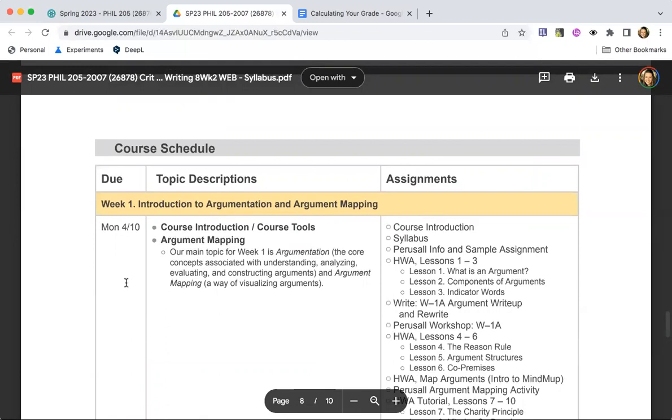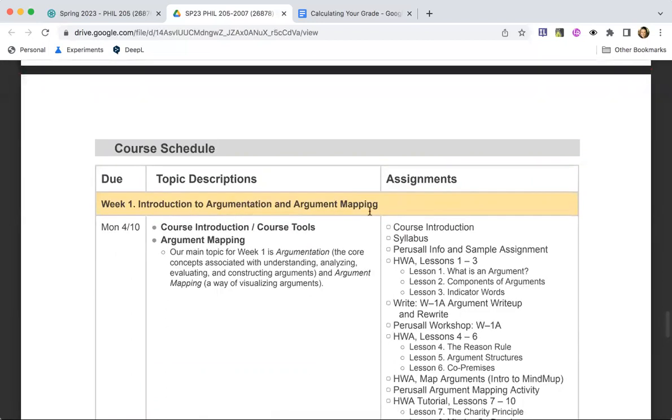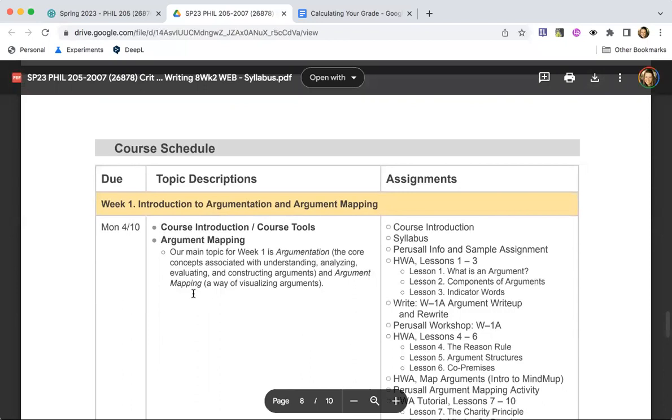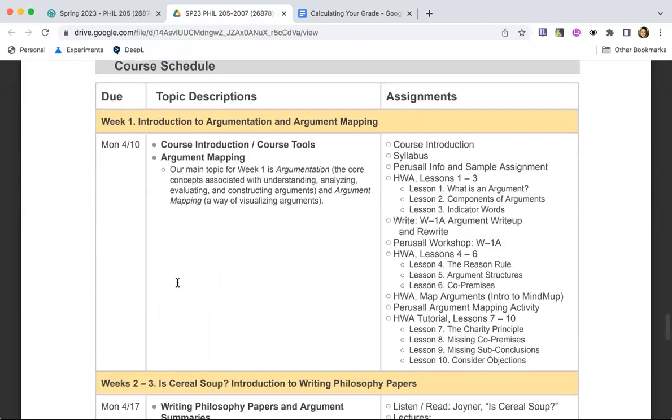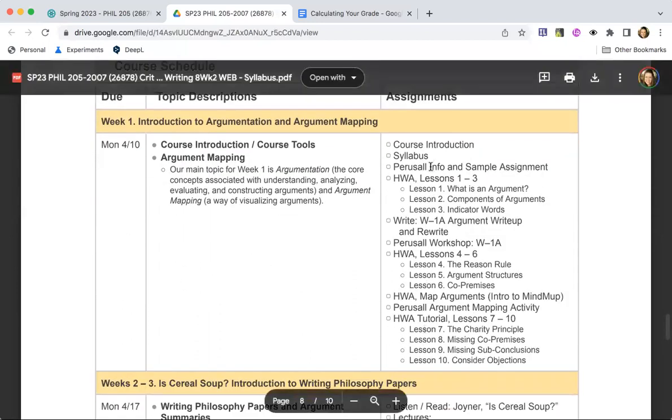Week 1 is all about argumentation and argument mapping. What is an argument? How to identify the components of arguments, and how to write and communicate an argument by thinking about what those components are and how they're communicated. How to evaluate arguments. So all about argumentation and argument mapping. As you can see from the assignments, there's a lot of lessons.